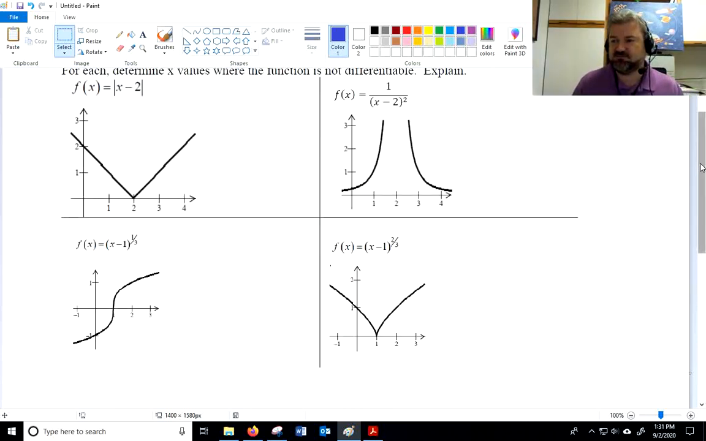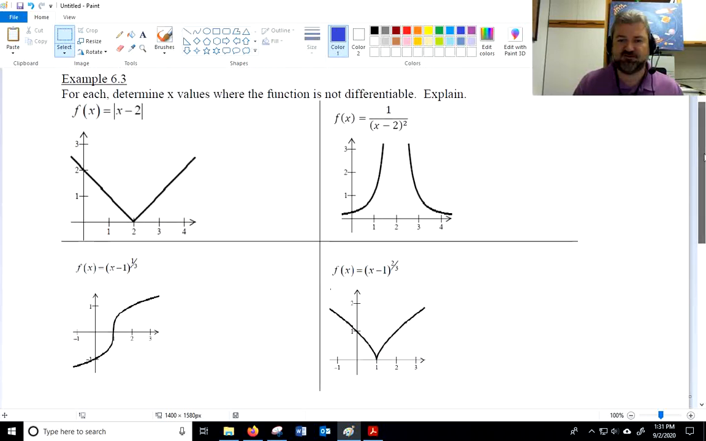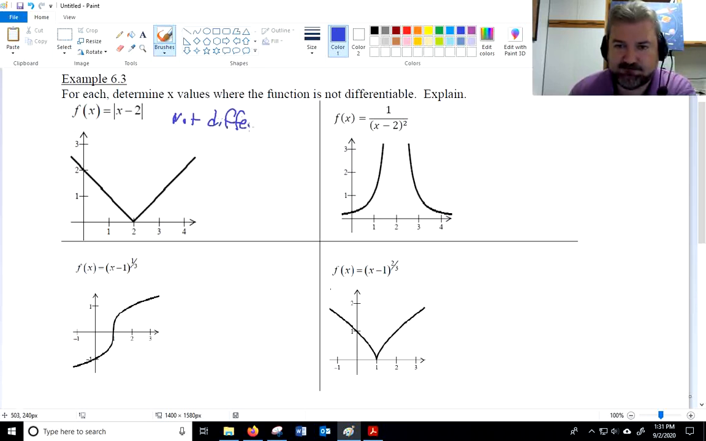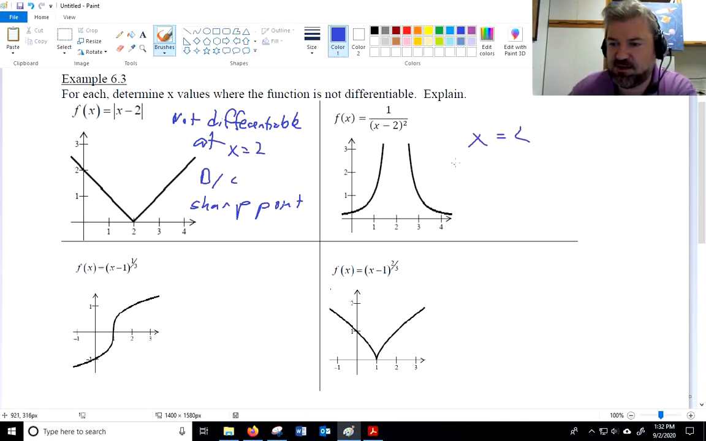All right, let's take a look at this set here. Okay, so for each, I want to determine x values where the function is not differentiable, and we'll explain why. So this function here is not differentiable at x equals 2. At x equals 2 because why? A sharp point, right? Or just quite simply, it does not have local linearity. What about this one? Well, this one's not differentiable at x equals 2, and the reason why is because it's not continuous there. Or you could say there's an asymptote.